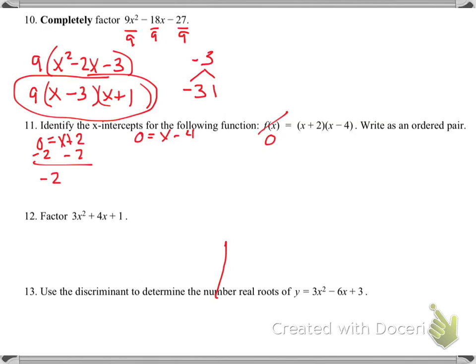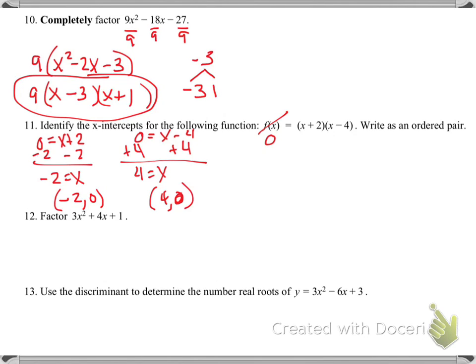So on the first one, I get negative 2 equals x. And then on the second one, I'm going to add 4 to both sides. I get 4 equals x. But then it says write as an ordered pair. So I'm going to write negative 2, 0 as my first ordered pair. That's one x-intercept. And then 4, 0 as my next ordered pair. Those are my two answers.